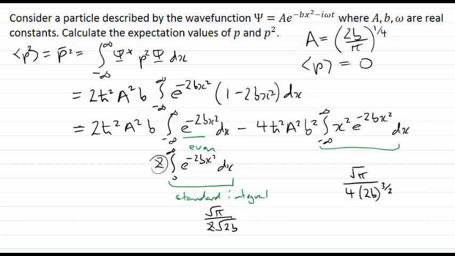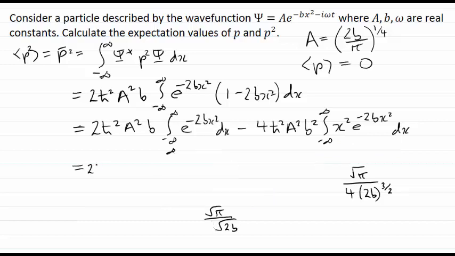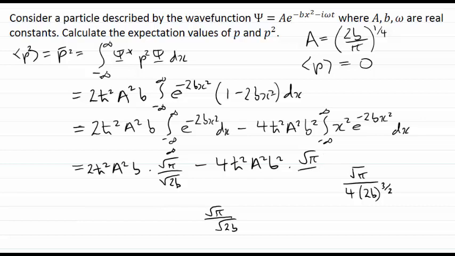Now we need to put all this together, keeping careful track that we don't drop anything in our algebra along the way. So we'll wind up here with this 2 h bar squared A squared b multiplied by root pi over root 2b, and over here we'll have this minus 4 h bar squared A squared b squared multiplied by root pi over 4 times 2b to the 3 halves.